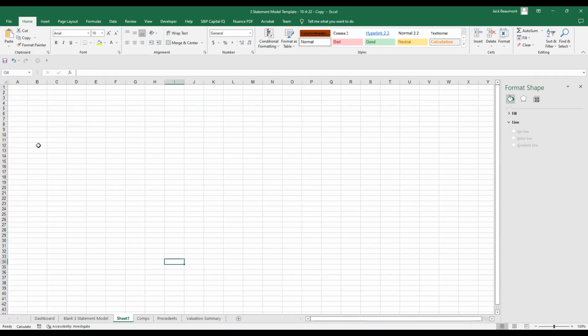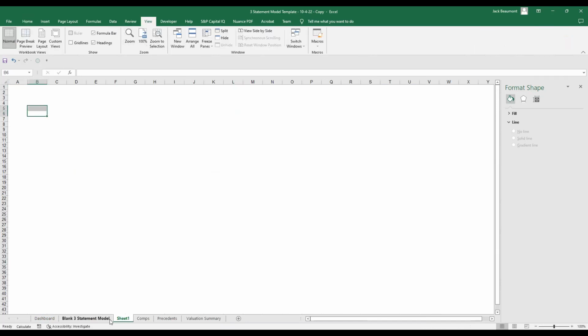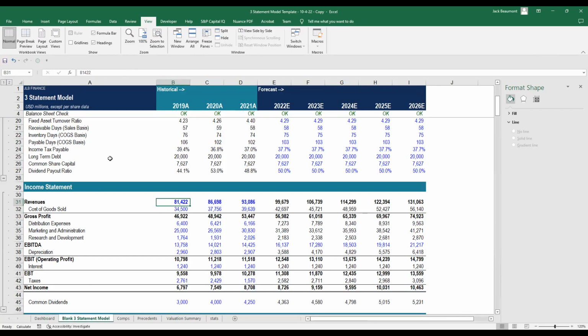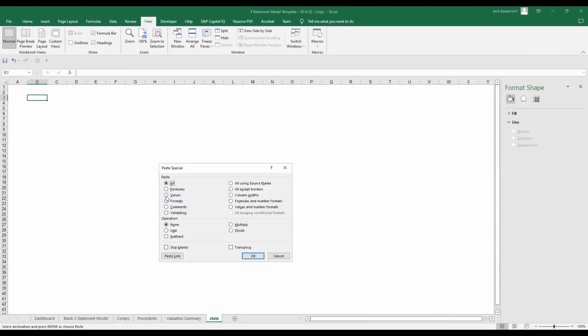assumptions. So let's make a new tab here. I just like to get rid of grid lines. Move this over here. Let's call that stats. Let's go back over to the model here. So let's do revenue and gross profit. So Control C, copy that. Now about here, just go Alt ES, and let's go values and then transpose it.